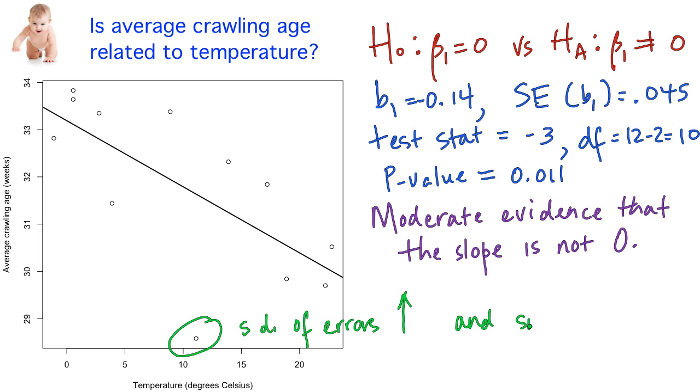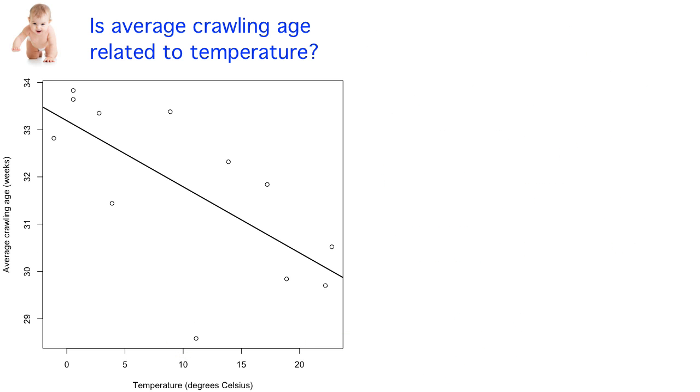And secondly, our sample size is only 12, and we had a much larger sample size for the skeleton example. For both of these reasons, we have less power for the test of the slope for the baby's crawling data, so the evidence isn't as strong. We now have methodology for carrying out inference on the slope of the regression line. And should you want to carry out inference on the intercept, it follows the same pattern.